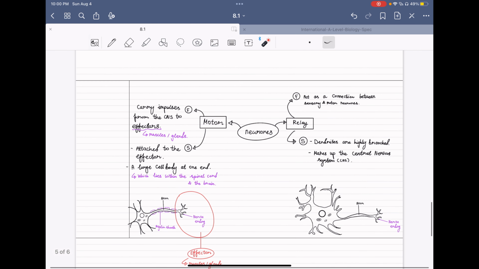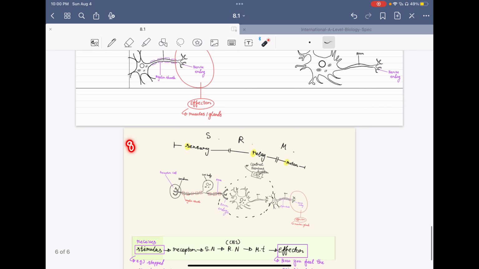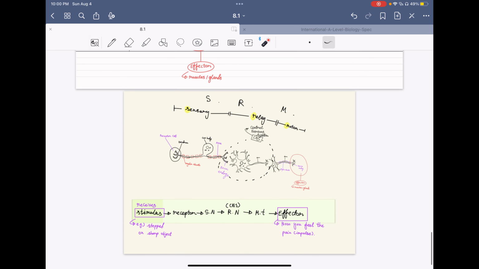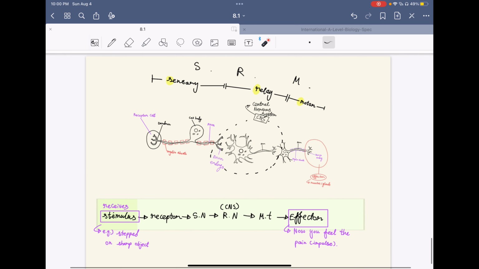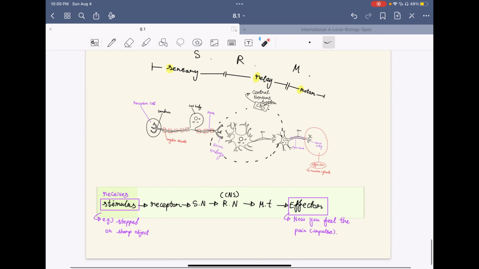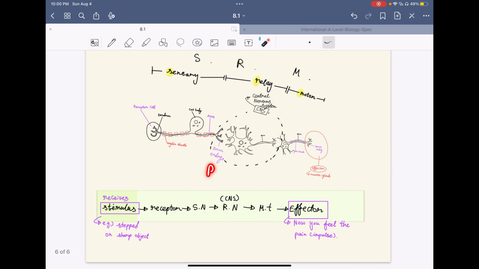So to summarize this 8.1 subtopic, you have a sensory neuron here, and a relay neuron, and a motor neuron. And this relay neuron is within the CNS, our central nervous system, which is basically our brain and the spinal cord.